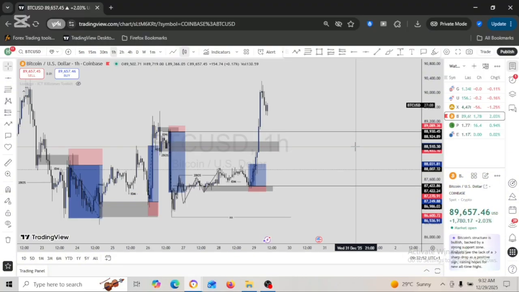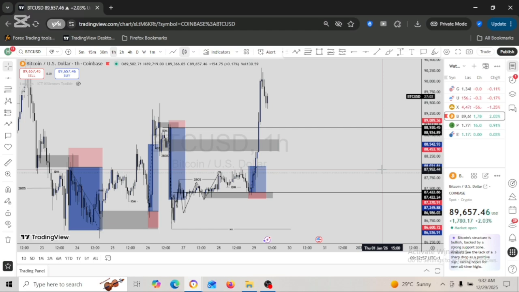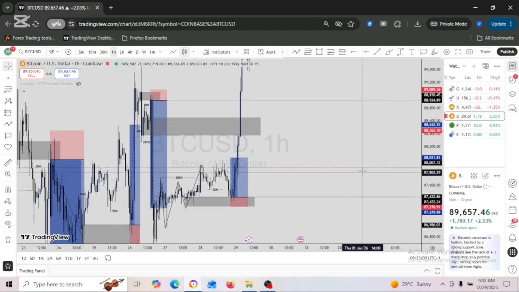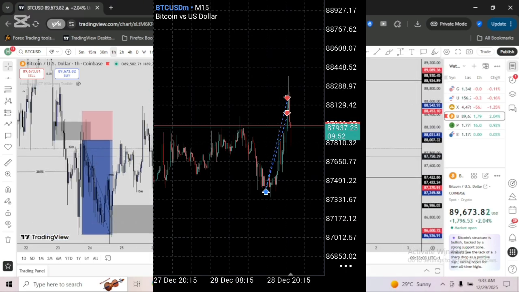Good morning, traders. Welcome back. I just woke up, and you can see over here price just smashed our take profit with aggressiveness. Like, this is crazy, guys. And already I'd explained how I got this trade.